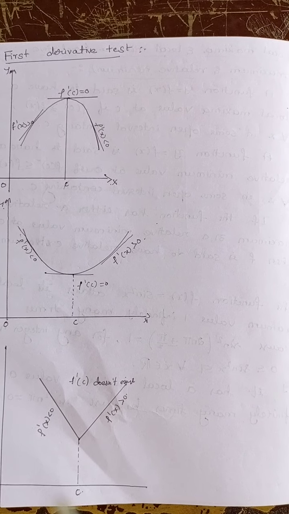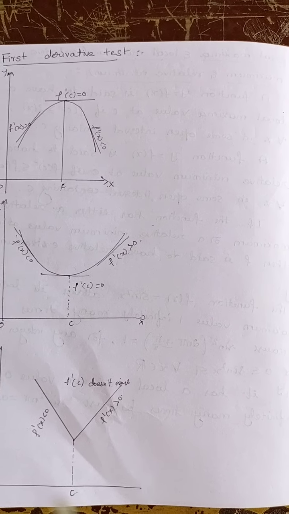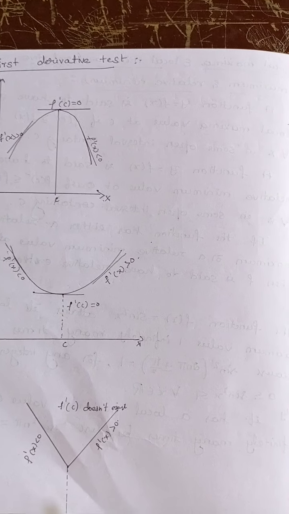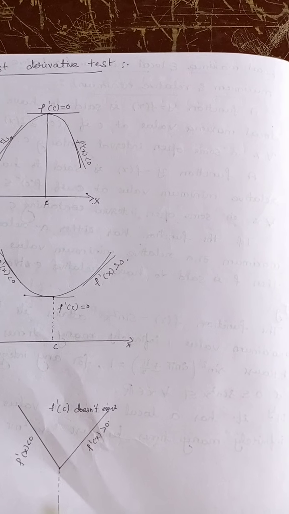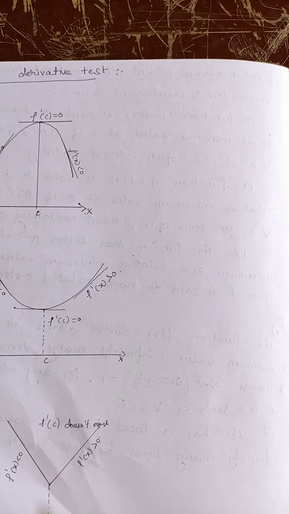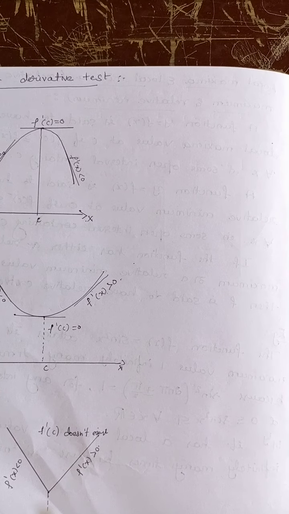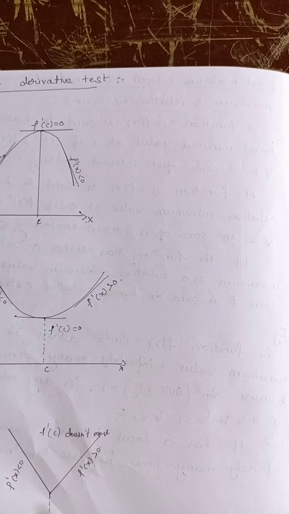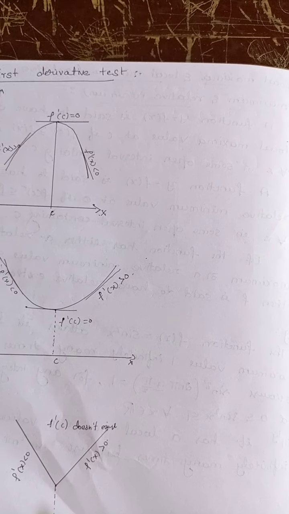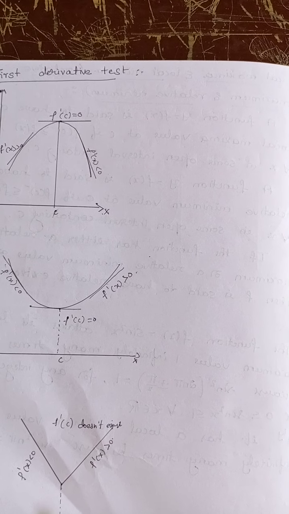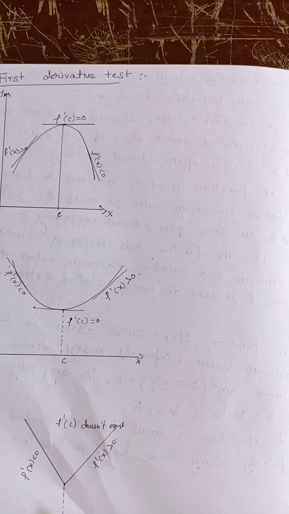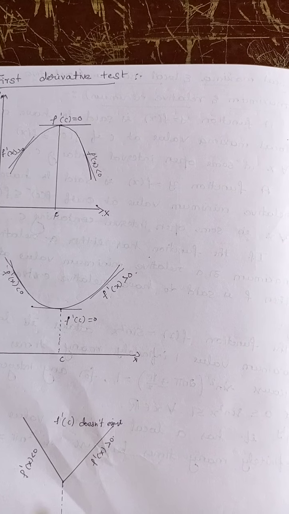Let f be a function defined on an open interval I. Let f of x be continuous at a critical point x equal to c. If f dash of x changes algebraic sign from positive to negative as x increases through c, then f of x has a relative maximum value. If f dash of x changes algebraic sign from negative to positive as x increases through c, then f of x has a relative minimum.